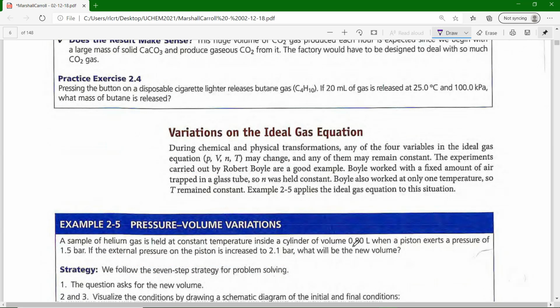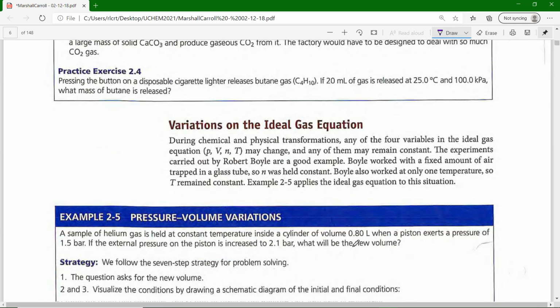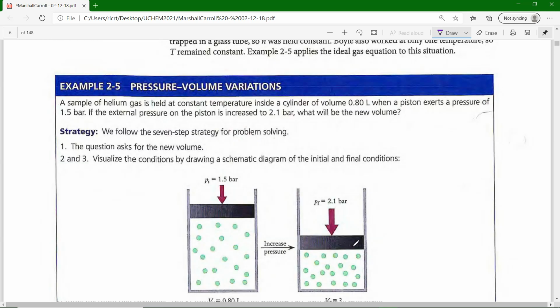So what if we do variations? We can change any of the variables and see what will happen. I'll do these quickly since I did some before. A sample of helium gas is held at constant temperature. We aren't going to take some helium out or put some in; we're just going to slide a piston. It exerts a pressure of 1.5 bar. If we get a new pressure of 2.1, what's the new volume?